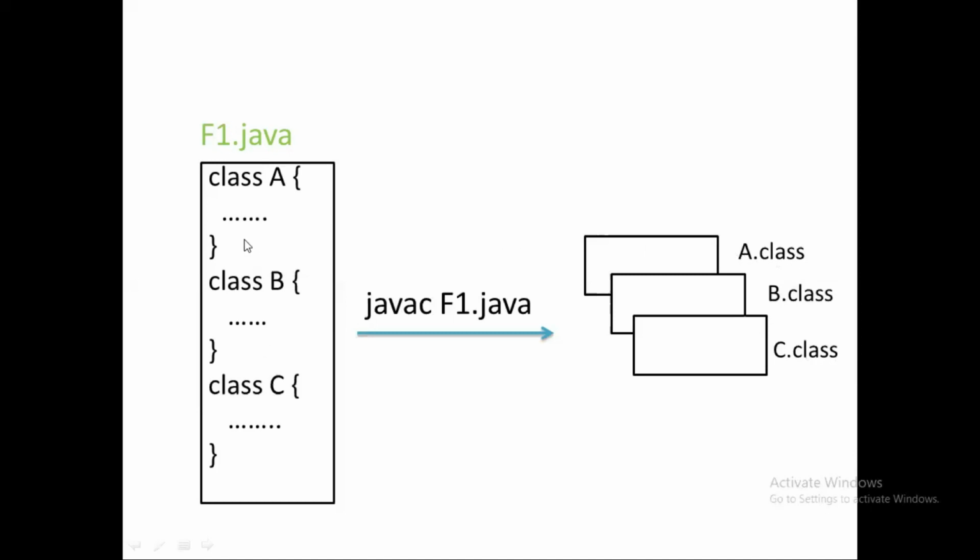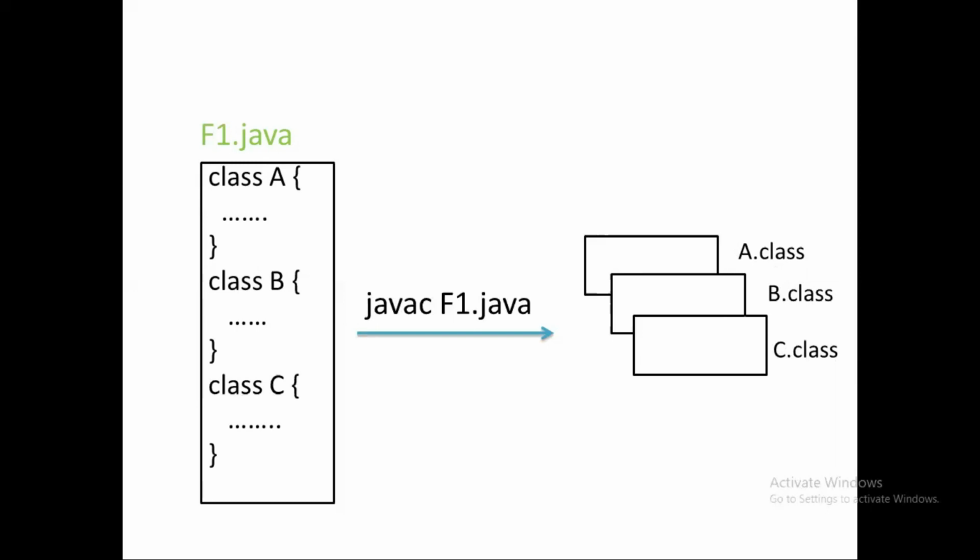Inside our f1.java file, we have class A, class B and class C. Once you compile this file with javac filename.java, how many .class files will be generated? We have three classes inside the file, so three .class files got generated. If you want to run any one of these three .class files, you can run it by using the java command.